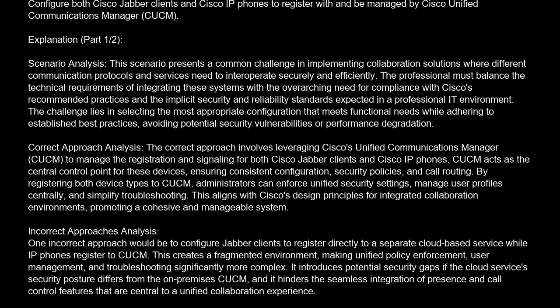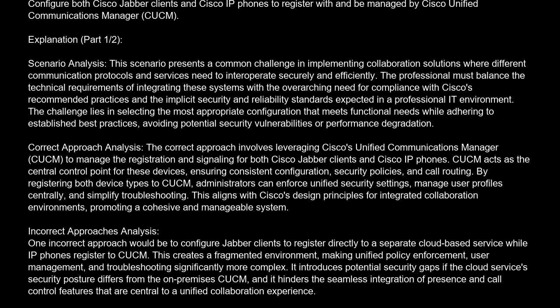The correct answer is B. Configure both Cisco Jabber clients and Cisco IP phones to register with and be managed by Cisco Unified Communications Manager, CUCM. Explanation. Scenario analysis. This scenario presents a common challenge in implementing collaboration solutions, where different communication protocols and services need to interoperate securely and efficiently.